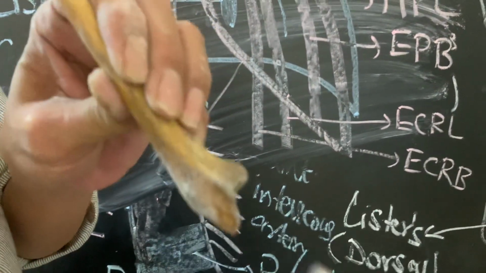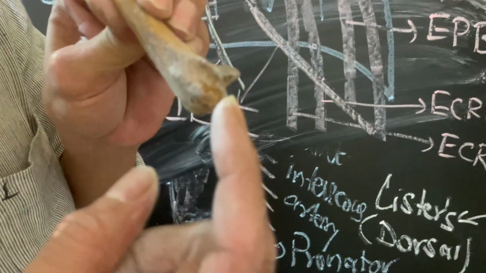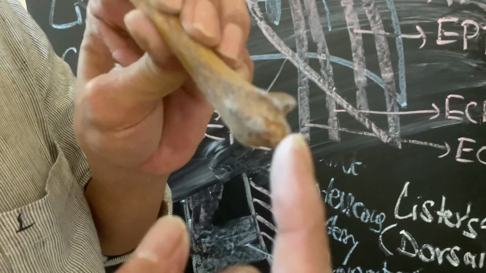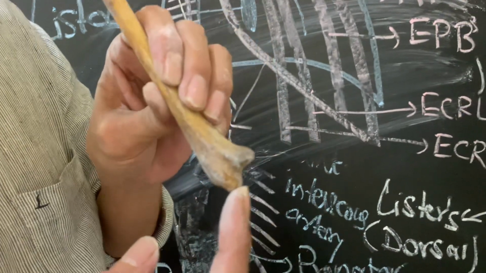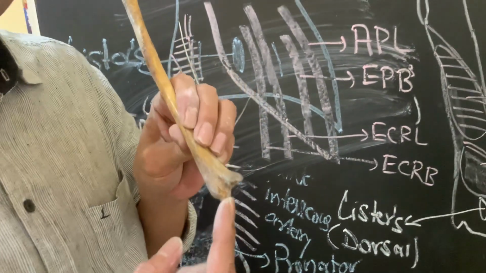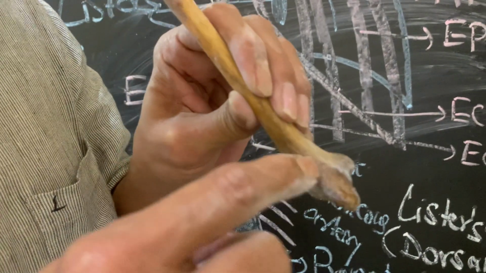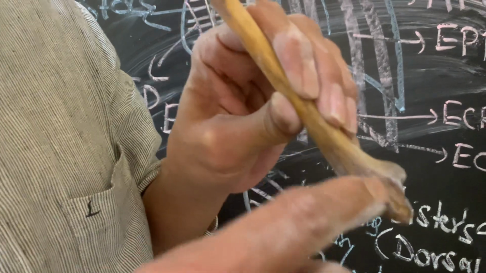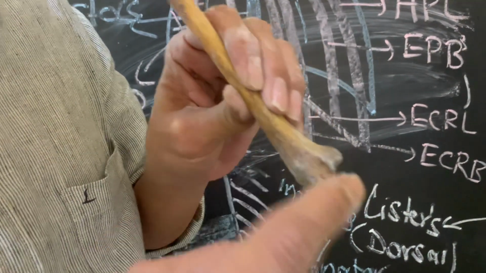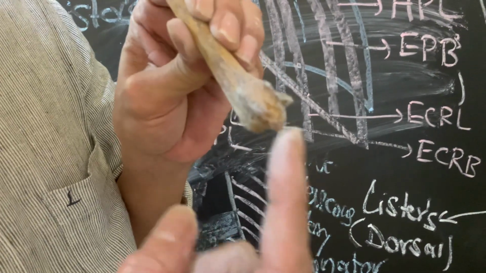It is a hook-like projection along the lateral part. To the tip of the styloid process, it receives the attachment of the lateral carpal ligament or the radial collateral ligament, and here the base of the styloid process receives the insertion of the brachioradialis, which I have already said. So brachioradialis, and radial carpal ligament or lateral carpal ligament to the tip.